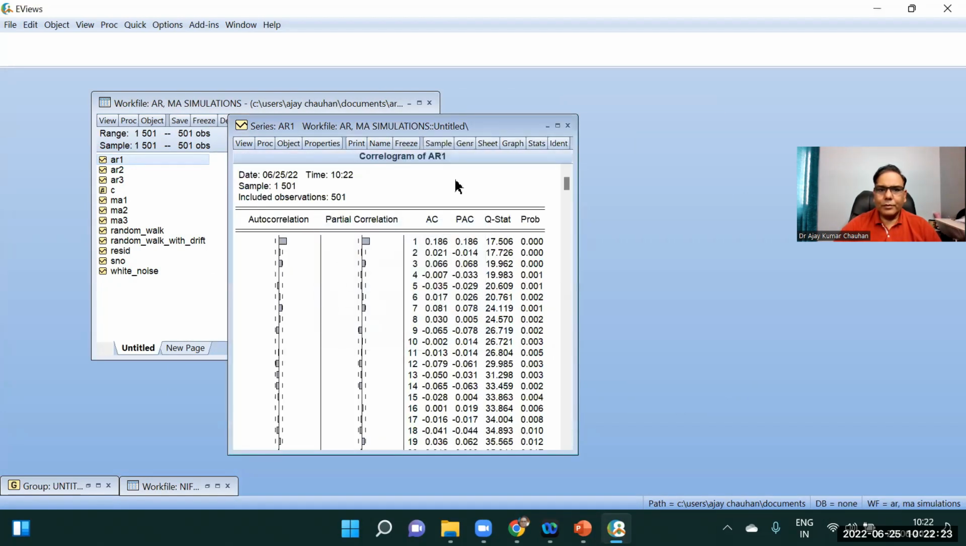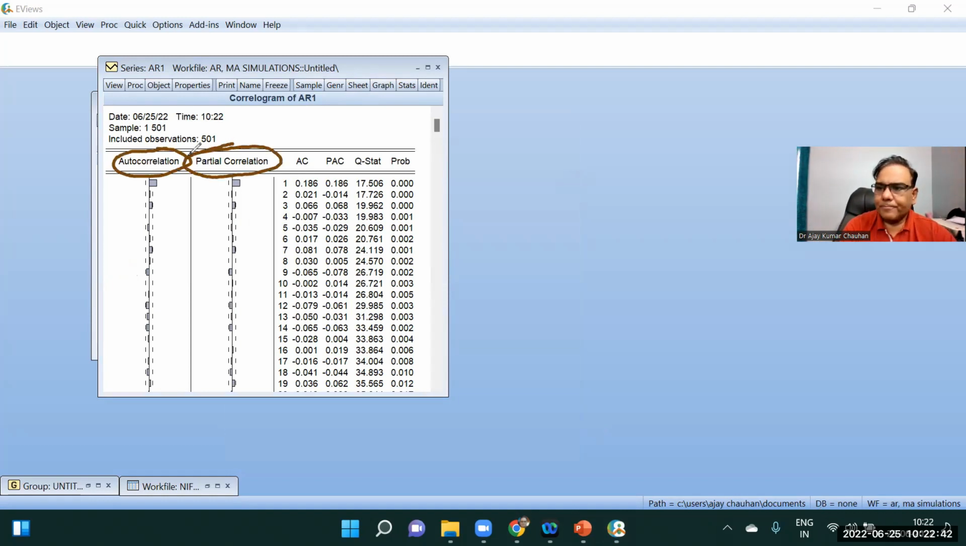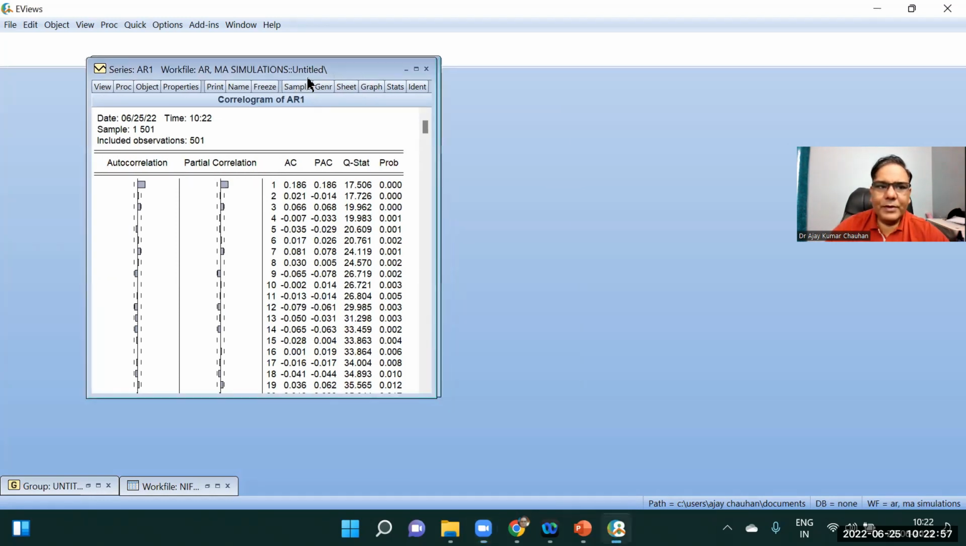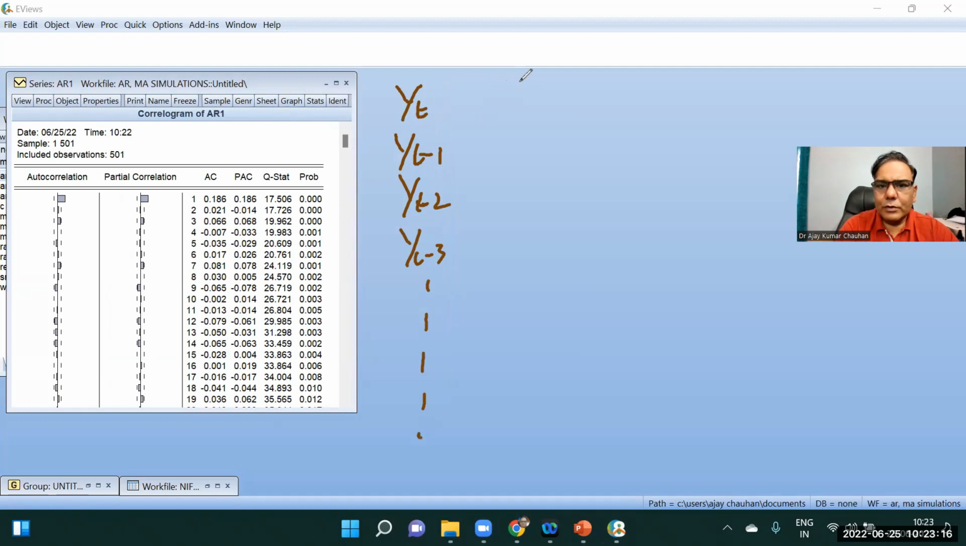Now I'm going to show you something which is very, very important. We are having a graph. This is called AR correlogram. This is called autocorrelation and partial correlation. So what is the meaning of autocorrelation and partial autocorrelation? Let me explain. We cannot understand ARIMA without understanding this concept. So just give me some attention. I'm going to explain this result. Suppose you are having a series Yt minus 1, Yt minus 2, Yt minus 3, and so on. Now I am writing this series from Yt minus 1.